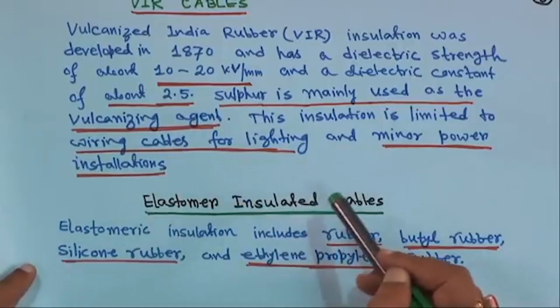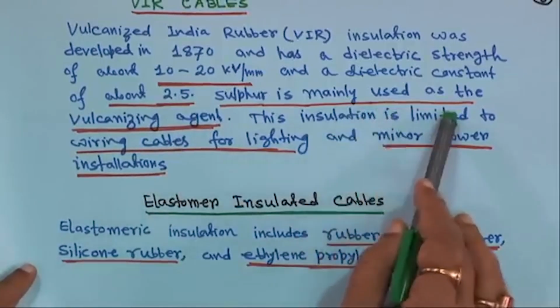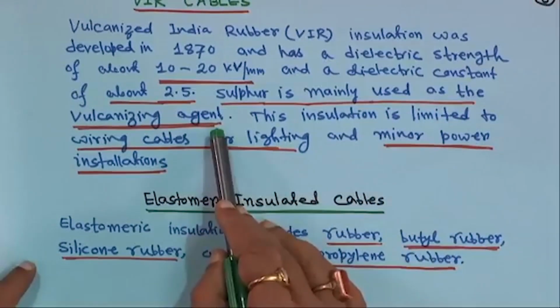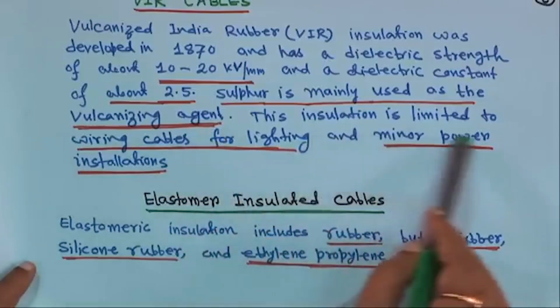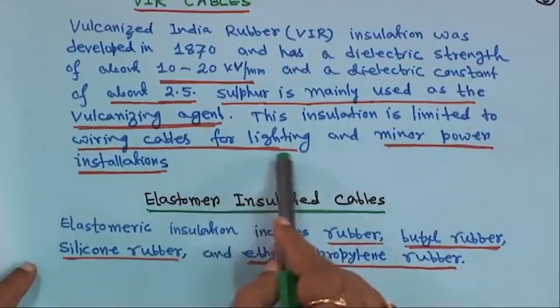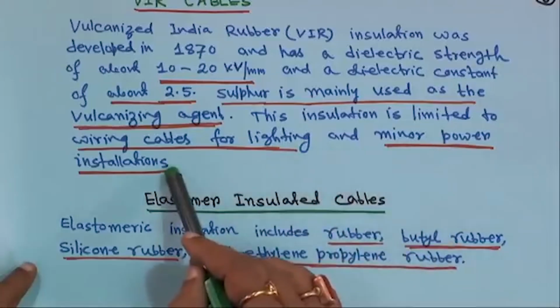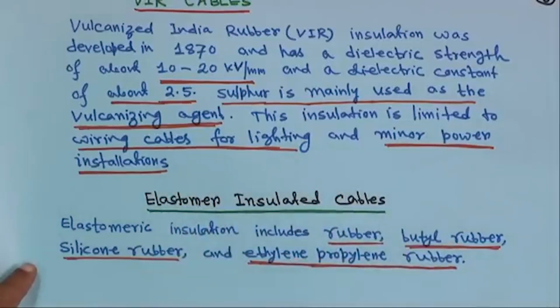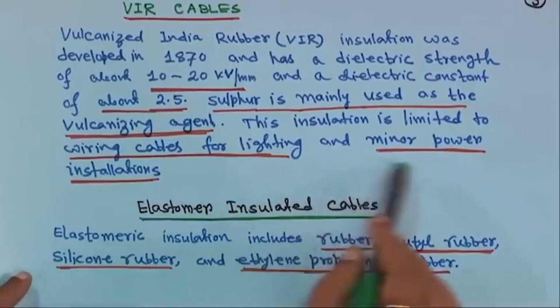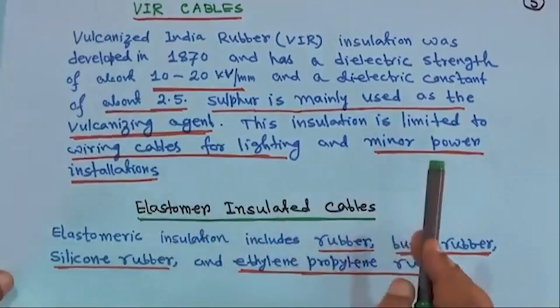In this case it is vulcanized rubber, so sulfur is mainly used as the vulcanizing agent. This insulation is limited to wiring cables for lighting and minor power installation, which means this type of cable can be used at low voltage levels.